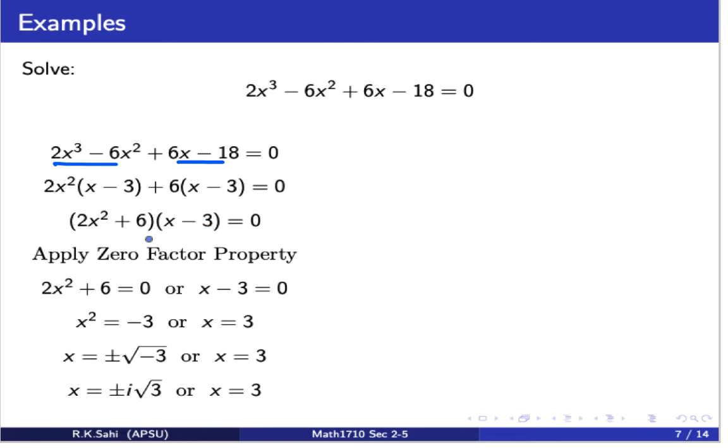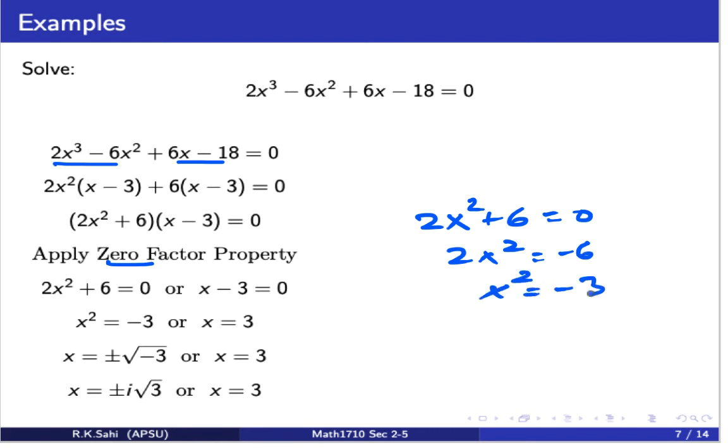Once again, we have an expression on the left-hand side which is a product of 2 terms, and we can apply the zero factor property. That means 2x squared plus 6 equal to 0, or x minus 3 equals 0. Now this one is very easy. x is simply 3. Let's look at 2x squared plus 6 equals 0. So when we have 2x squared plus 6 equals 0, 2x squared is minus 6. x squared is minus 3.